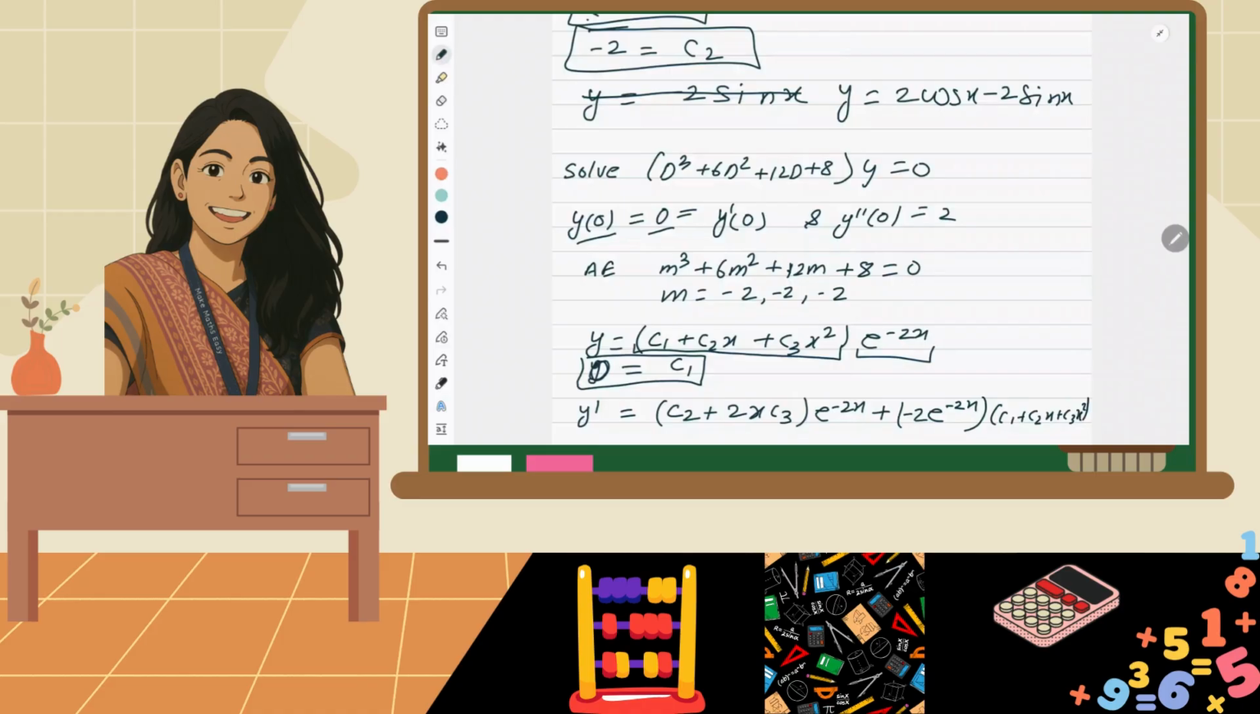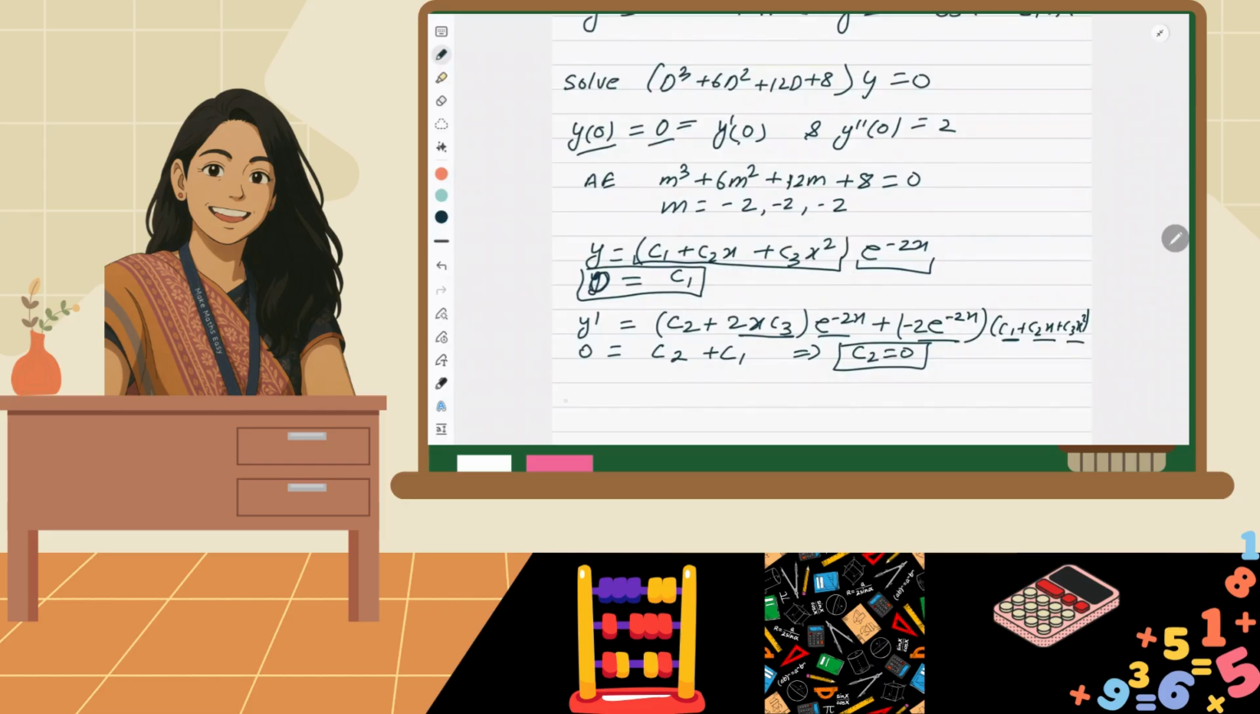Now apply the condition. The condition says that this derivative is also 0 at 0. So 0 is equal to c2. Then this term is 0, and this exponential term is 1. Then plus c1, this is 0. c1 is already 0, which implies c2 is also 0. So I got the value of c2 also.